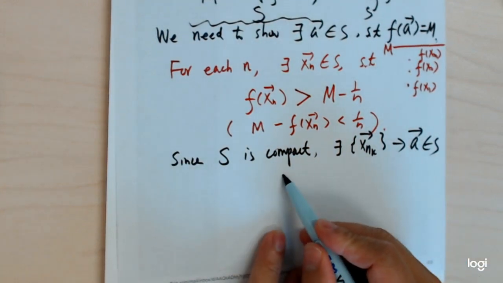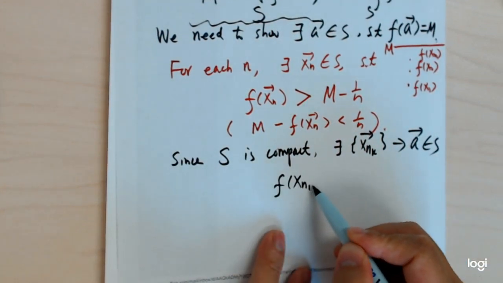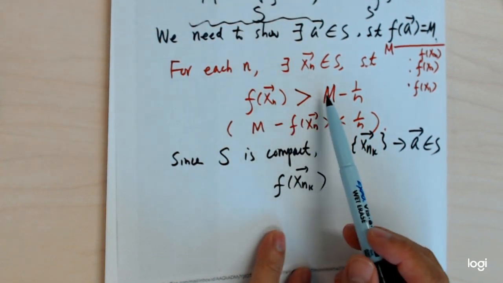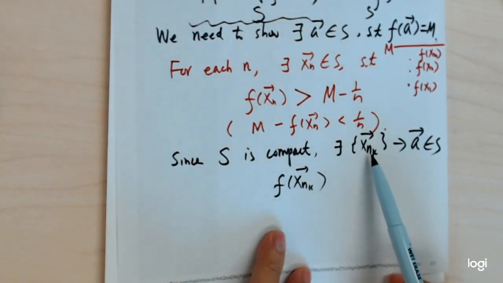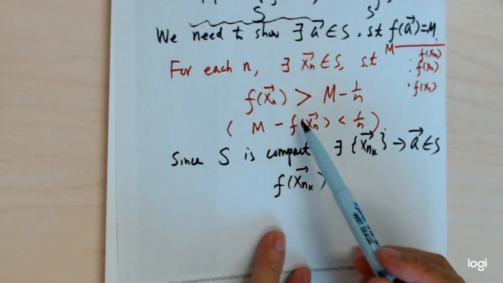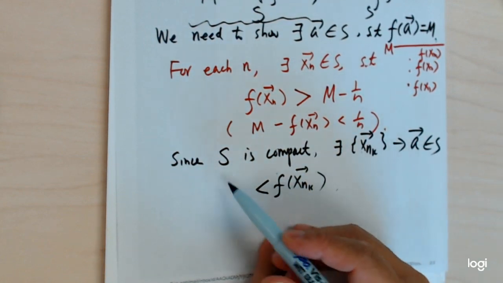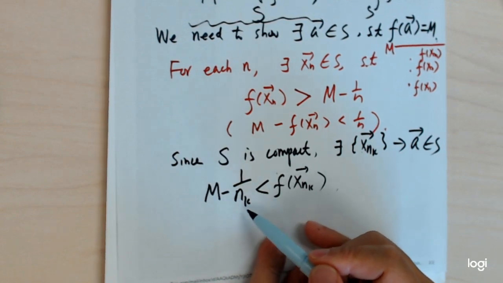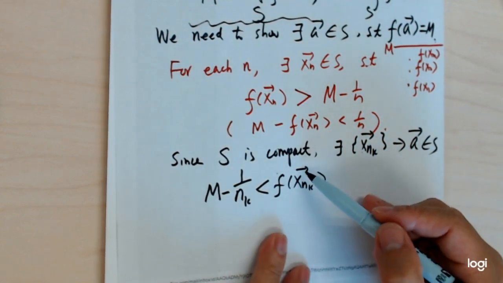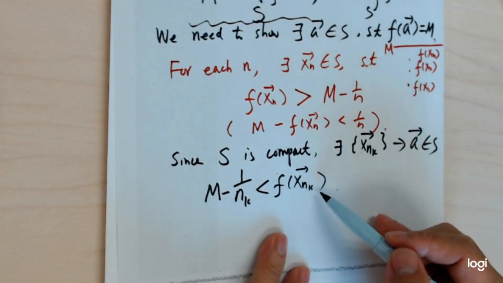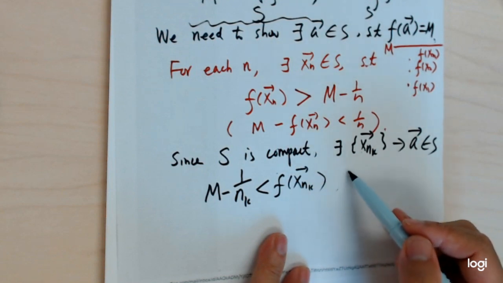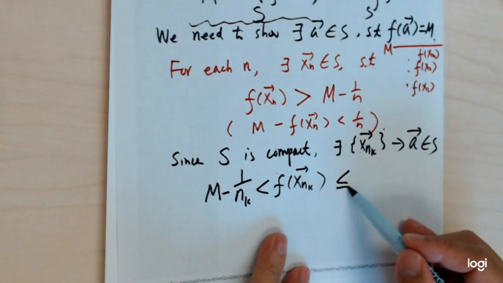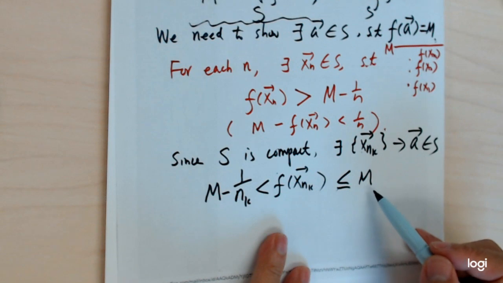So now let's take a look at f of x_nk. All the f of x_n is bigger than m minus 1 over n. Now this is a subsequence, so we'll just replace n here with nk. So this is bigger than m minus 1 over nk, whatever nk is. Now nk could be a number from 1 to 100, for example. And this is always less than or equal to m, because m is the supremum.